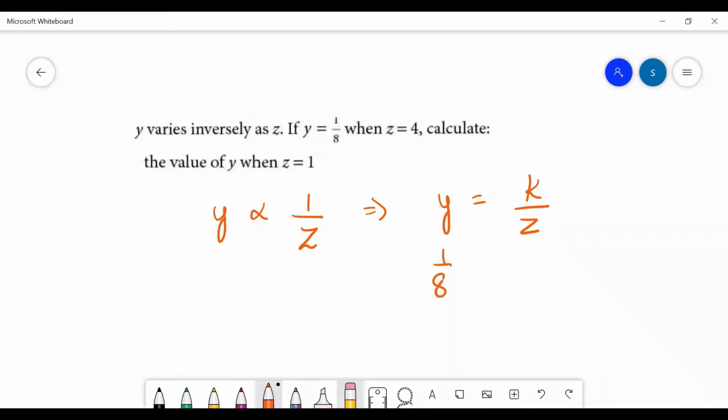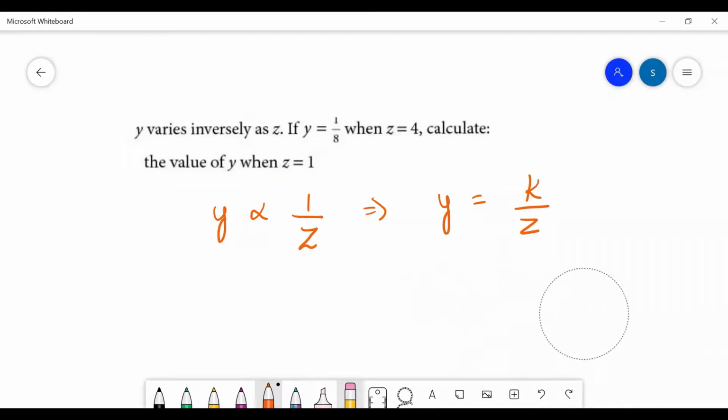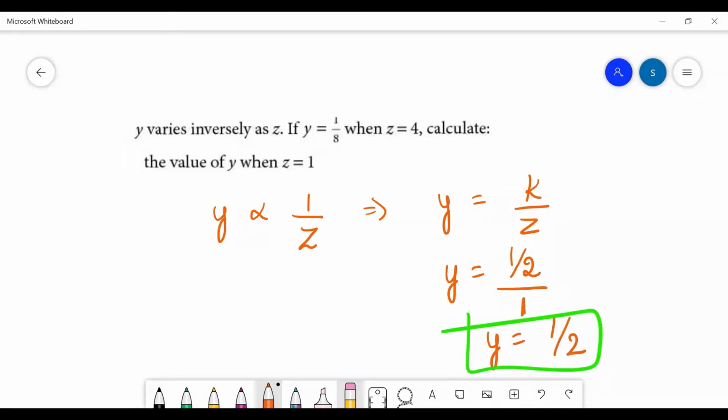So y is given to be 1 by 8 equal to k by z, which is 4, which means k equal to 1 by 2. So that's the second step. The value of k is 1 by 2. Next, the value of y you have to find out when z equal to 1. So let's just use that here. y equal to k, which is 1 by 2, divided by z, which is 1. So that is y equal to 1 by 2. So when z equal to 1, y is 1 by 2.